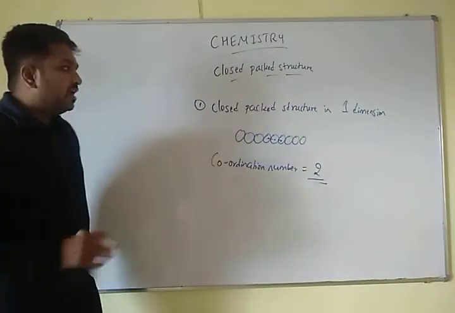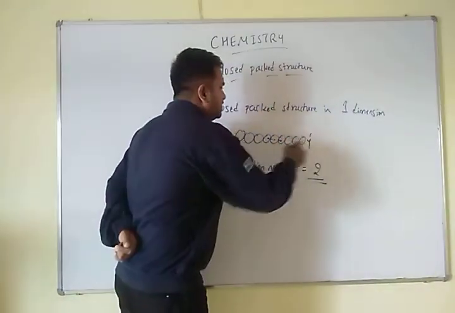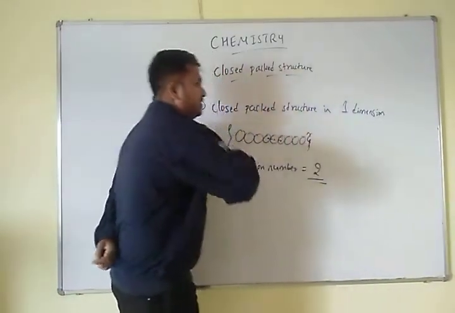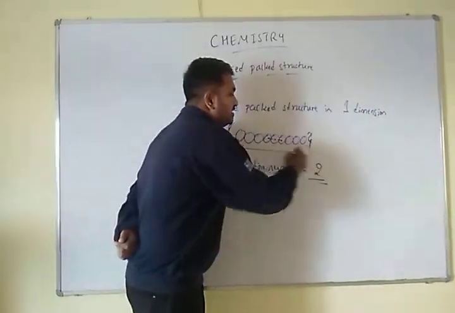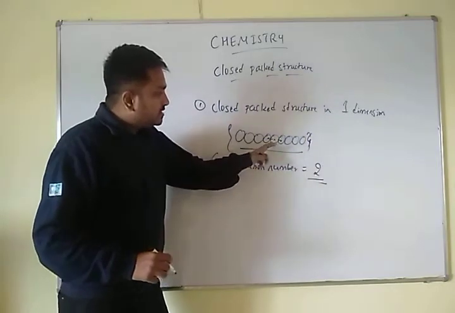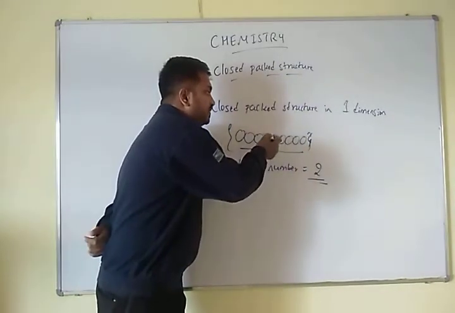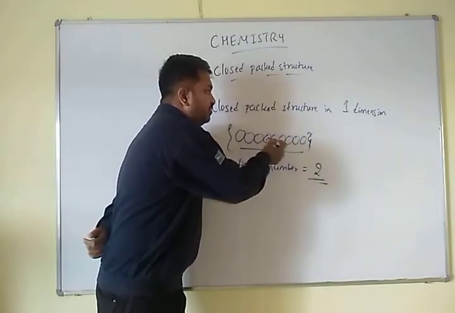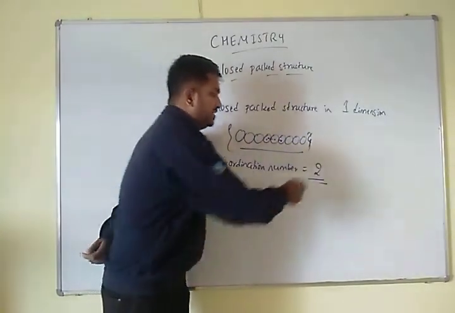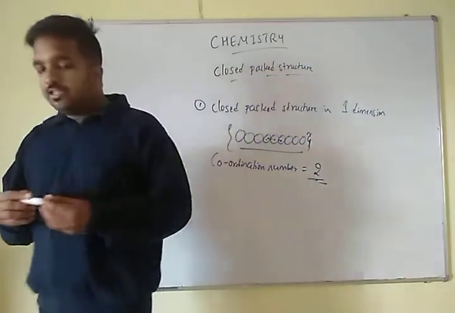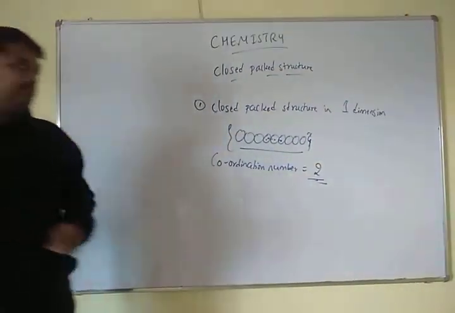Clear? So this is not the end. It means that this is a continuous structure. For studies, we have taken only this much. Clear? So coordination number means this particular sphere is in contact with two other spheres. So the coordination number of this particular sphere is 2. Clear? So now let us focus on the second one.